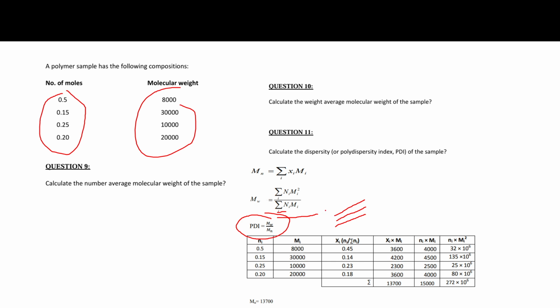So in this week, mainly we are focusing on this type of problem. Or sometimes the mole fraction is given, so from the mole fraction also we can calculate the number average molecular weight and weight average molecular weight. Also, if the PDI is given and the number average molecular weight is given, we can calculate the weight average molecular weight from this equation.